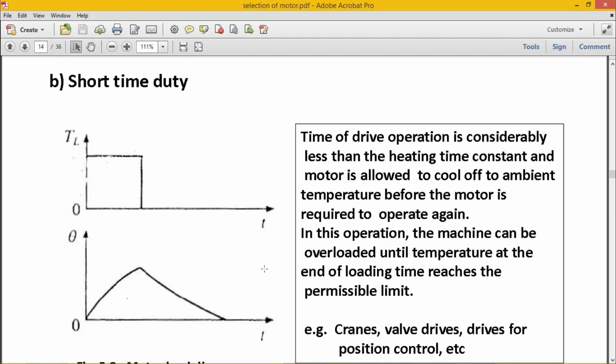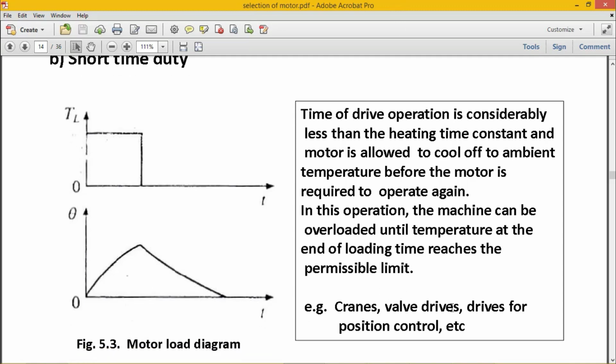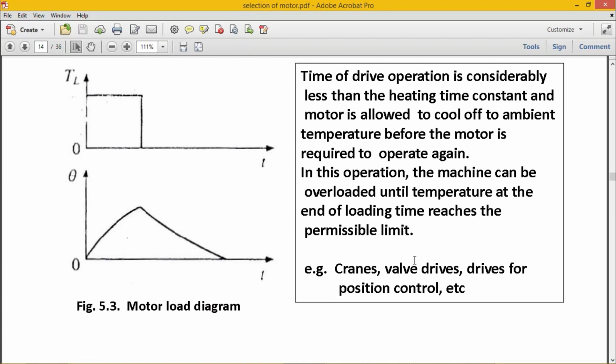Means up to the permissible limit it is allowed to be overloaded. That is the meaning. The machine can be overloaded until the temperature at the end of loading time reaches the permissible limit. So these are cranes, valves, drives for position control.